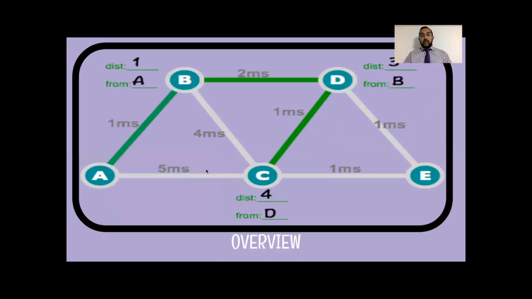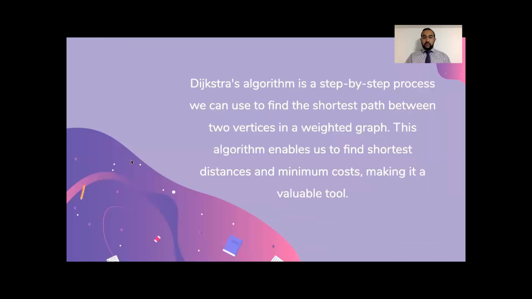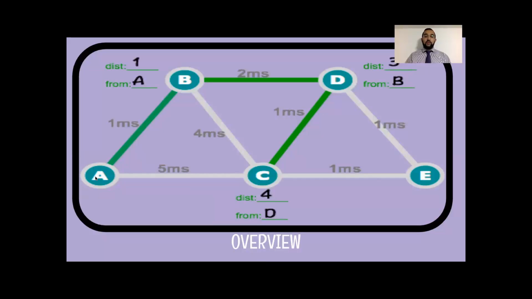All right, in your packets, this is the problem that we have to solve. You have to go from point A to point B, point A to point C, and all the other points, and you have to find the shortest distance. Let's use Dijkstra's algorithm to solve this.